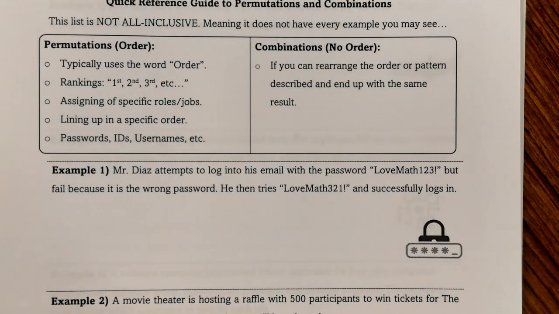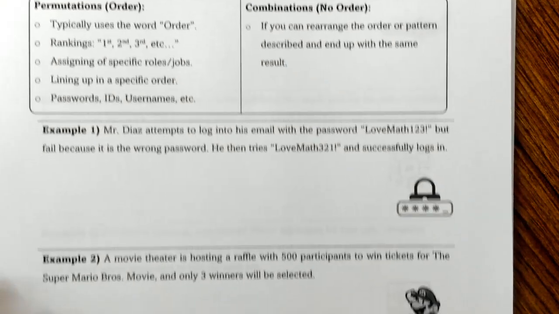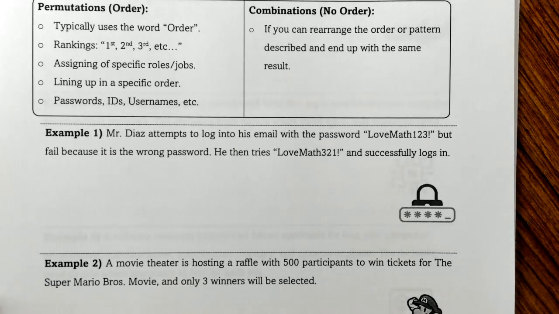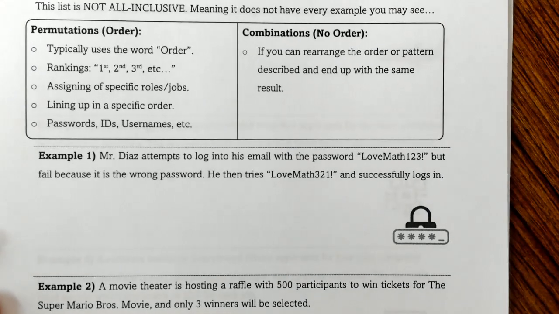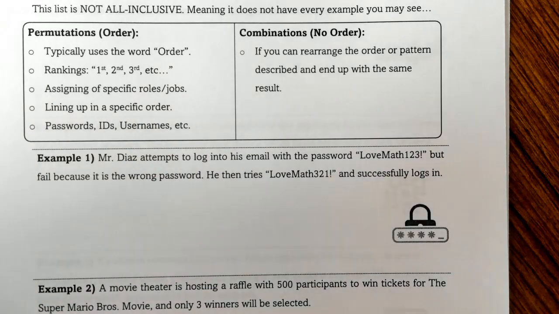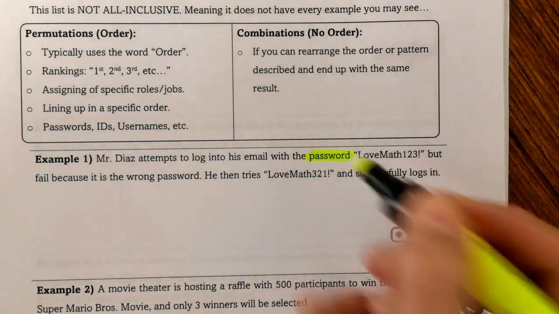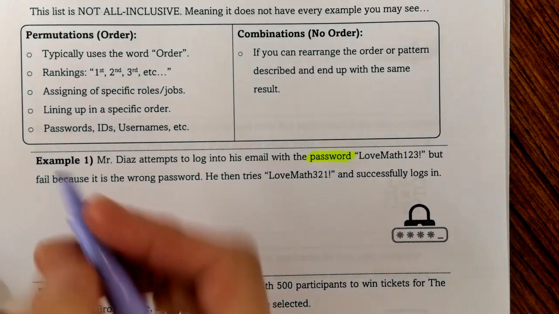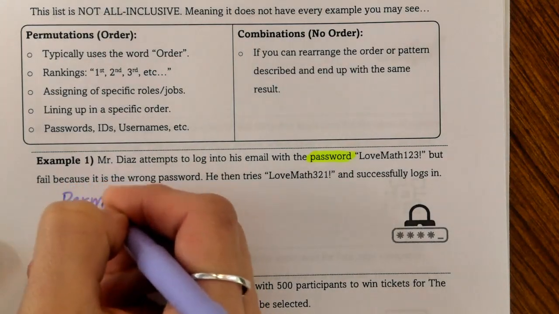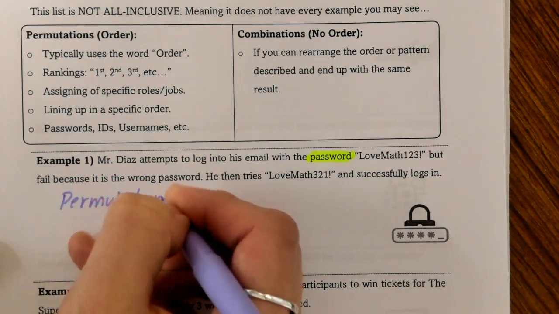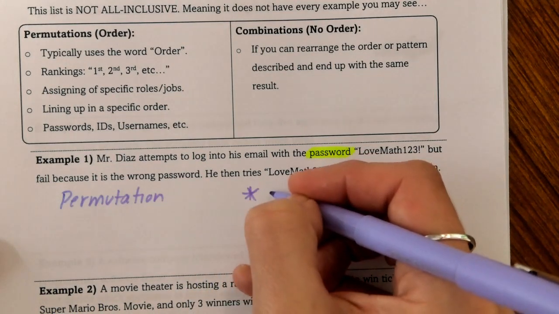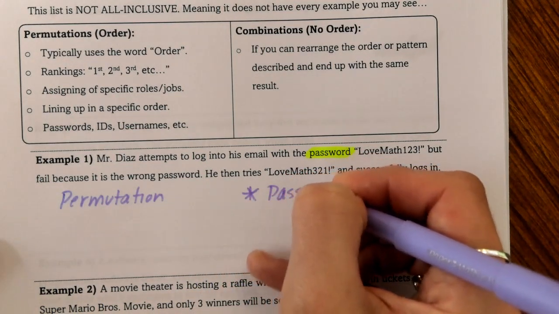We have that Mr. Diaz attempts to log into his email using the password lovemath123! But failed because it was the wrong password. So he tries lovemath321! And successfully logs in. So we want to know, is this going to be a permutation or a combination? Again, we have this whole ordeal with a password. A password is always going to be a permutation. Big reason here is we've got the word password.